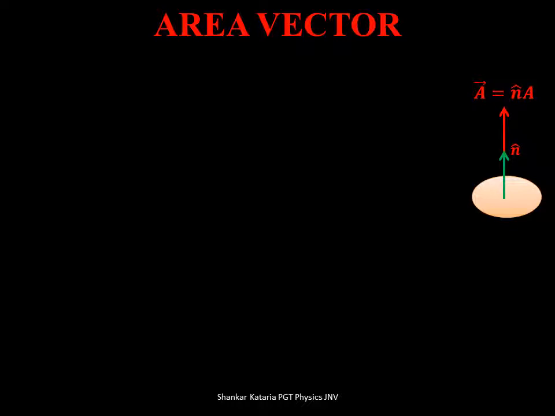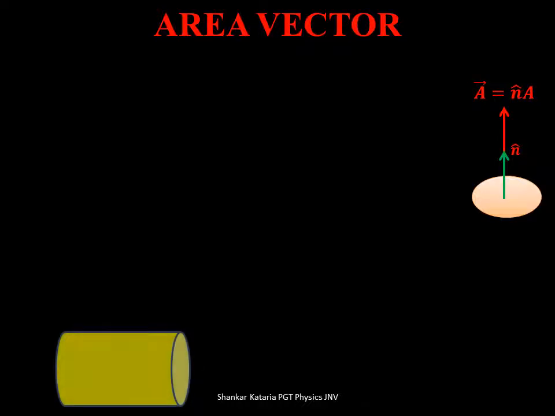In our earlier classes we have found the area of various shapes, but most of us considered area as a scalar quantity, whereas area is a vector quantity, and this area vector has both magnitude and direction. The typical point to be noted is that it is always represented by an outward drawn normal.